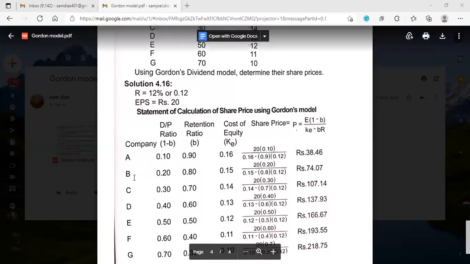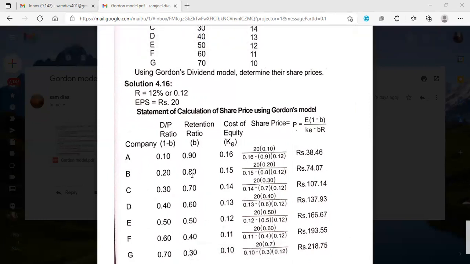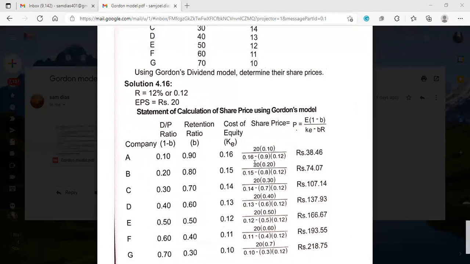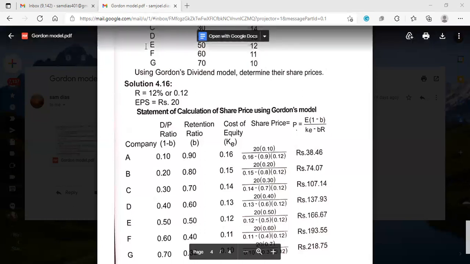Now let's move towards company B. Dividend payout ratio is 20 and that makes retention ratio 80%. Cost of equity is 15%. E is the same as 20. Dividend payout ratio 20, cost of equity 15, retention ratio 80, and our rate of return is 12%. If we do all the calculations, we'll be getting rupees 74.07 as the market price.